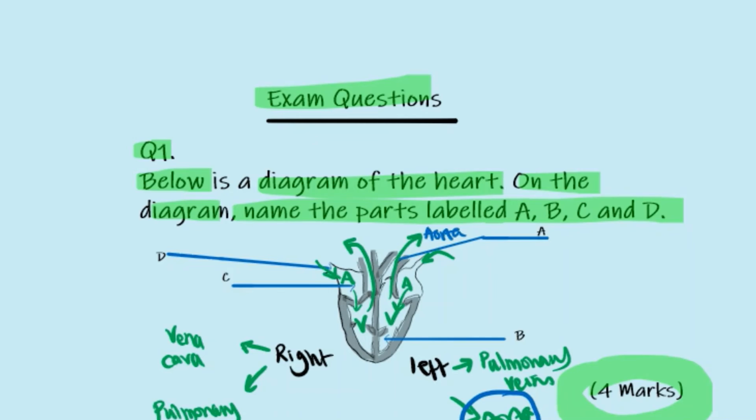B is pointing to the bottom chamber. So we have 4 chambers. The top ones are the atriums, the bottom ones are the ventricles. So this must be the ventricle.